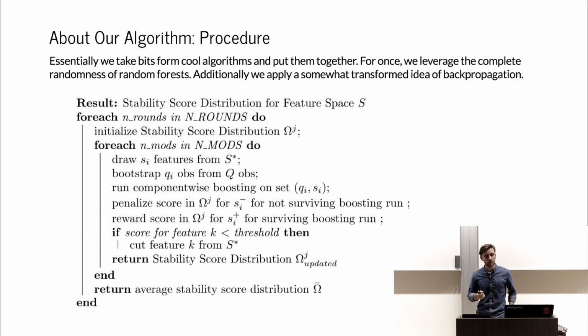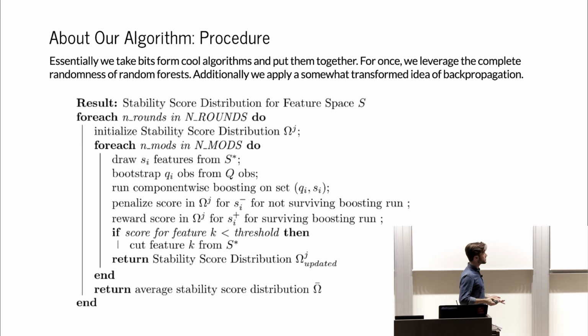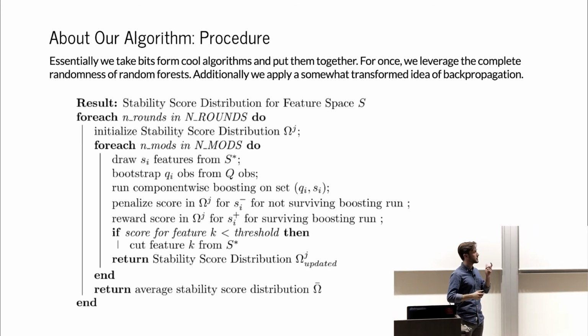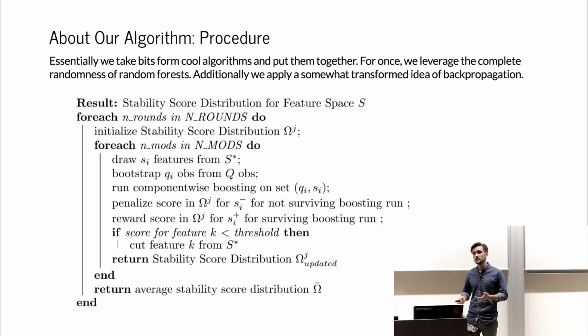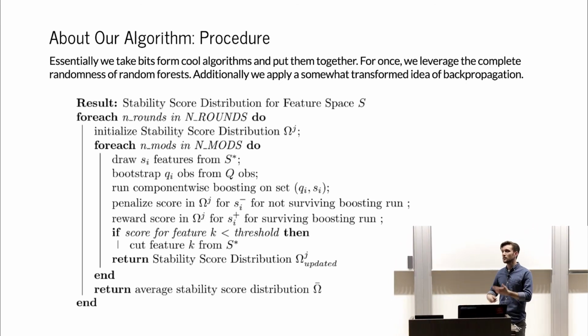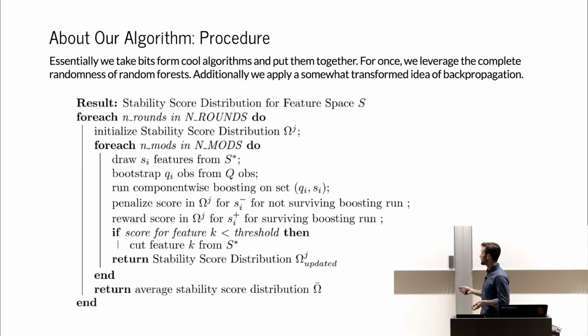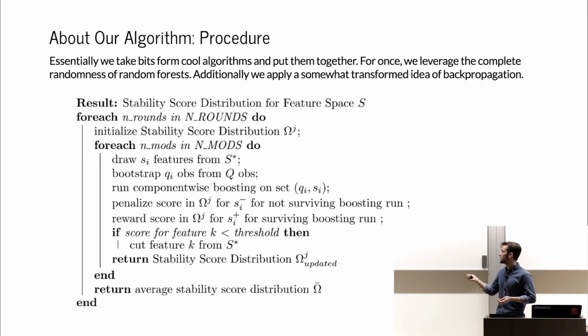It relies on, obviously, component-wise boosting, because I just pitched that idea. And also, it relies on this very, very clever idea of backpropagation from neural networks, where we initialize a random distribution, and then we update it over the course of a lot of models. So this is what we're basically doing. And at the end, we just get an average stability score distribution out of these matrices.